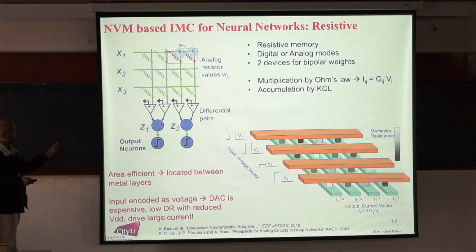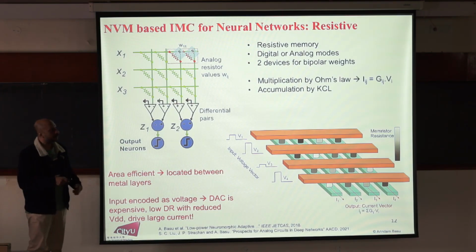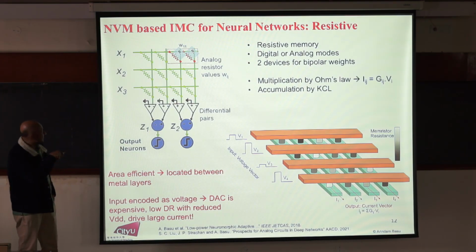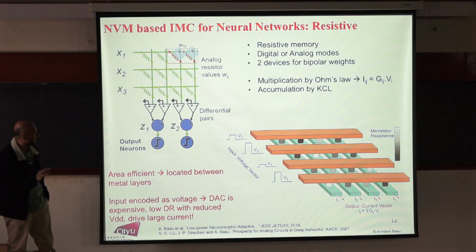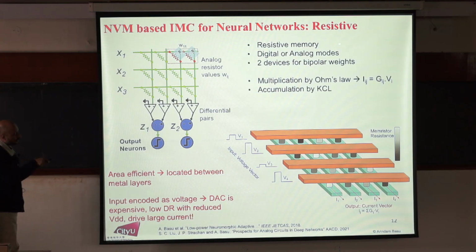Okay, so now if you look at it, what we have done so far is resistive memory. Basically each of these resistors or conductances is now one memory cell. It's a tiny memory cell in the big array. You can have digital or analog mode.